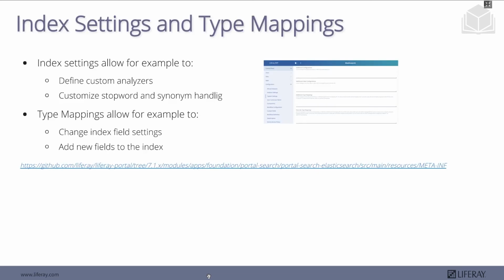Index settings and type mappings, again, this could be found over in the UI under system settings. In this example here, we have a screenshot of Elasticsearch and how we can customize those things. So customize things like the analyzer, or customize how we handle specific words. We can also change the type mapping to change the way our fields are indexed and index new fields if we wanted to.